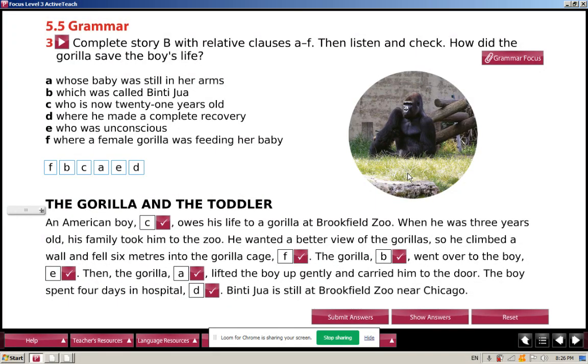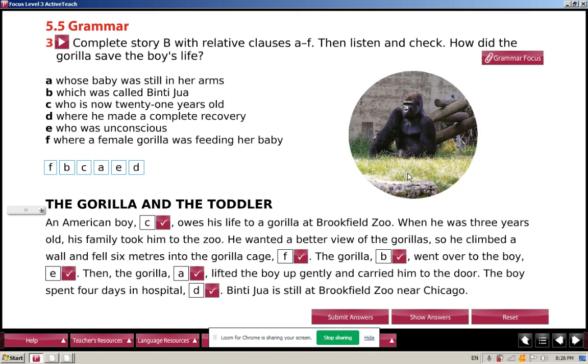Before we finish this exercise, we still have to answer the question. How did the gorilla save the boy's life? What do you think? Yes, that's right. The gorilla saved the boy's life by placing him near the door.